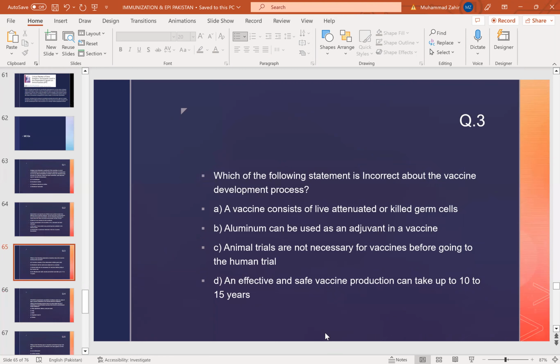Which of the following statements is incorrect about the vaccine development process? A vaccine consists of live attenuated or killed germ vaccines. Aluminum can be used as an adjuvant in a vaccine. Animal trials are not necessary for a vaccine before going to human trial. And effective and safe vaccine production can take up to 10 to 15 years. C, yes, C is the correct answer.